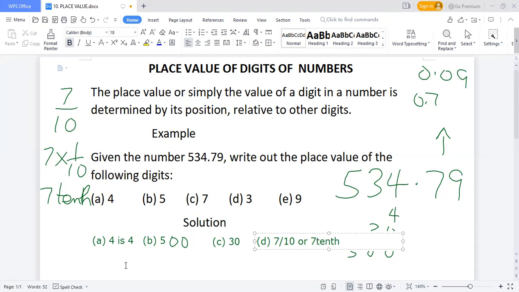Now, the last one, which is 9. The place value of 9, if you look at it from here, we can say 9/100. If you say 9/100, it will now be 9 times 1/100. 1/100 is hundredth. That is 9/100 is the value.